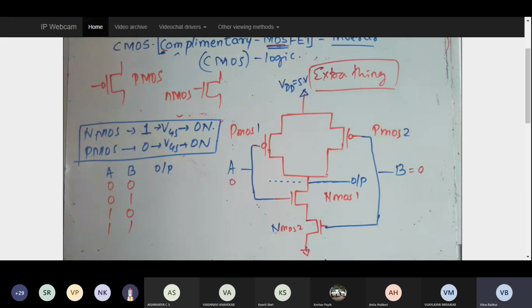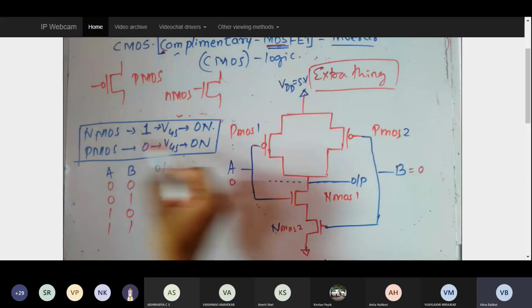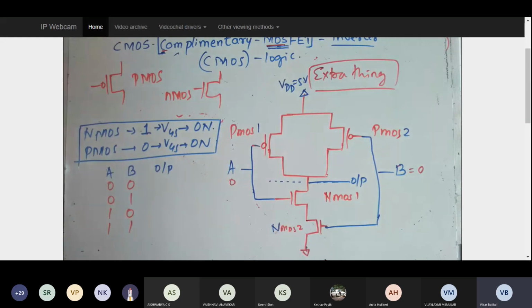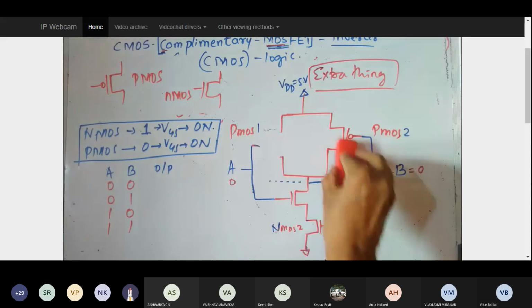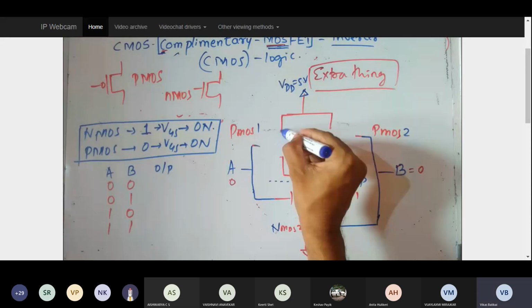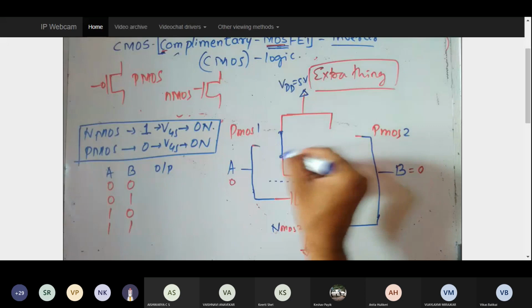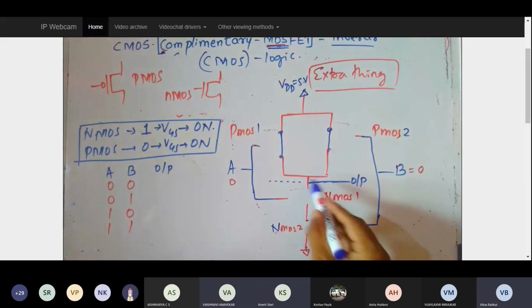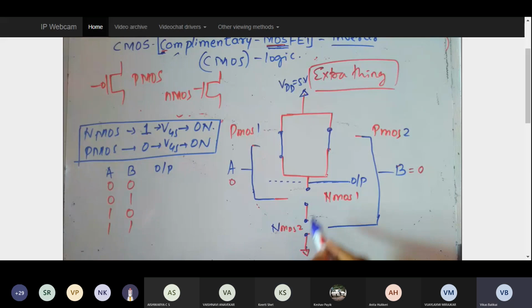Exactly. This is what the logic says. Whenever I get a zero logic at the gate of a PMOS, it turns on. And when PMOS 1 and PMOS 2 are on, what does that mean? There is a formation of a channel, which means it behaves as a closed switch. And what is the status of NMOS 1 and NMOS 2? Off. Off. Which means completely dismantled from the below network.